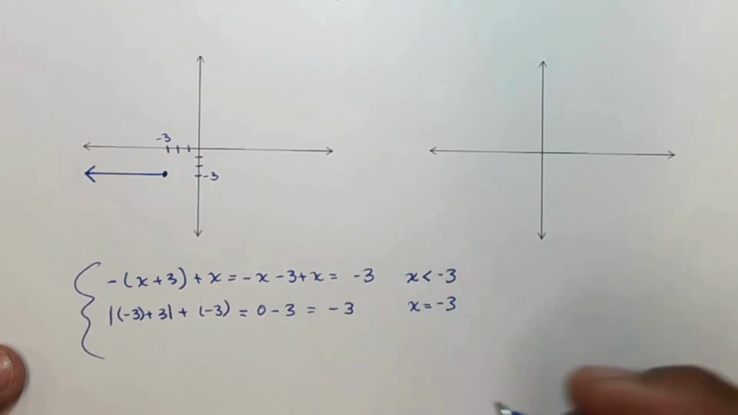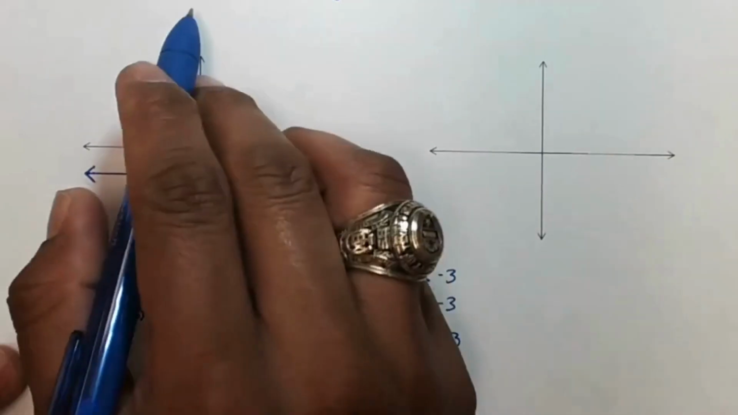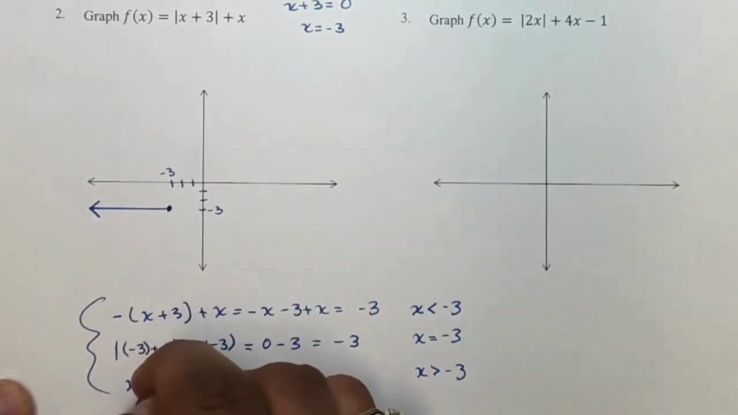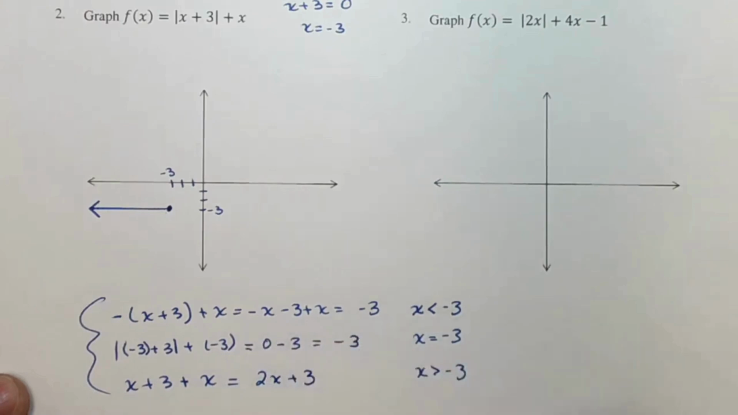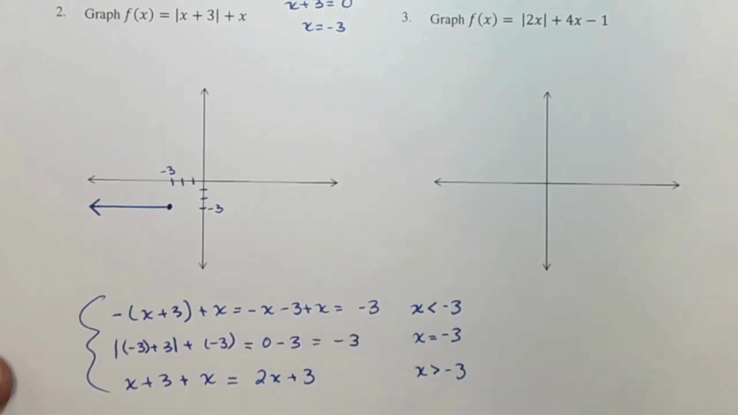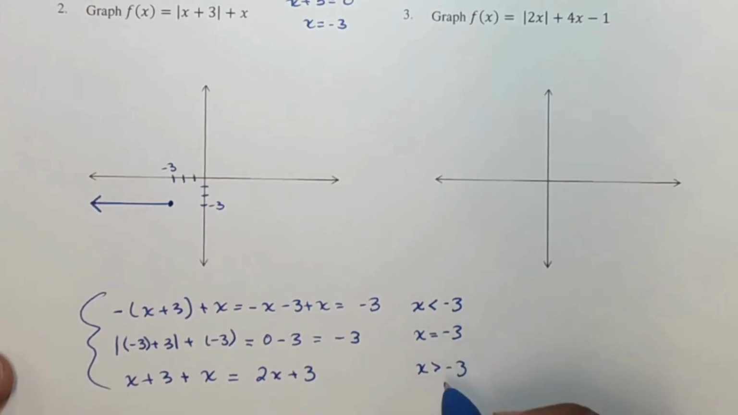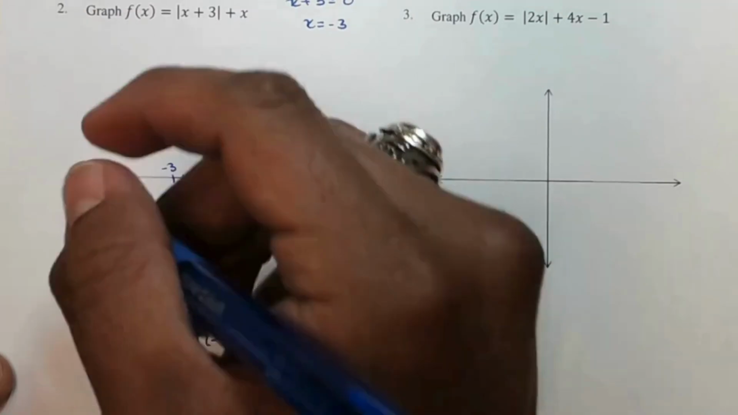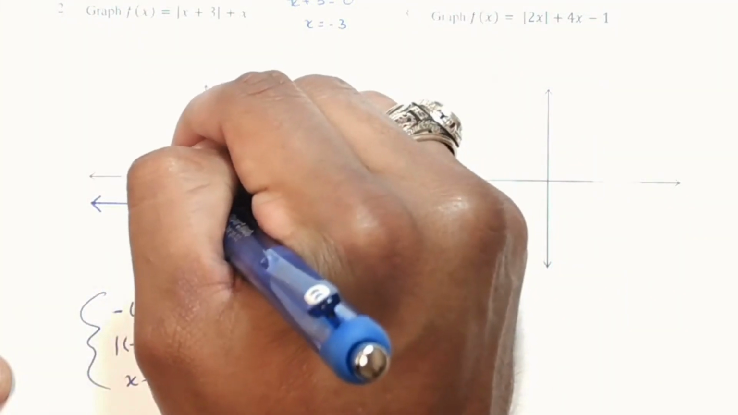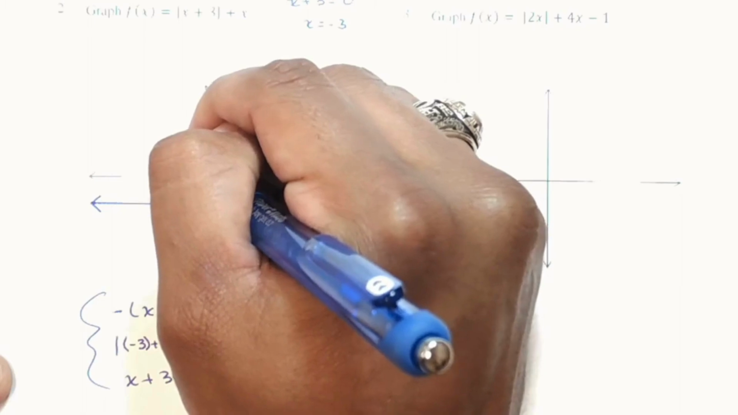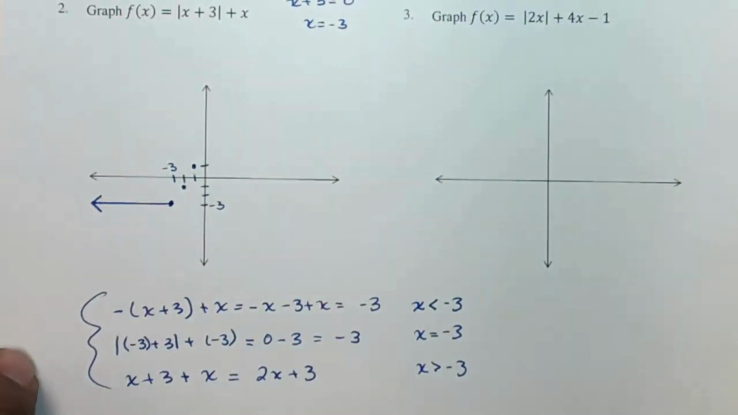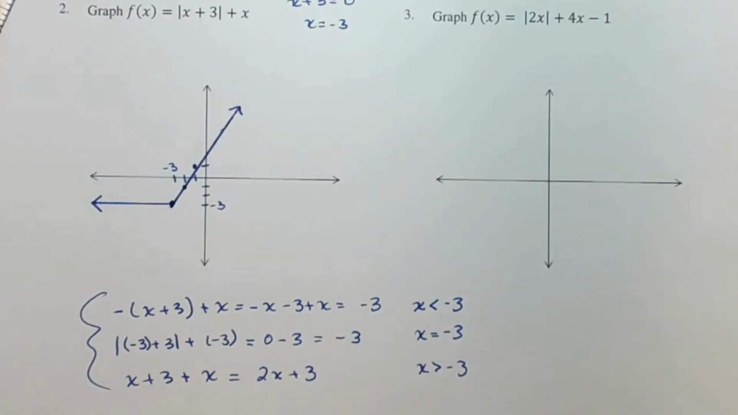Well, when x is greater than -3, we just take the absolute value bars away. So we kind of get x plus 3 and then plus that x. So we end up getting the line 2x plus 3. Well, what's nice is that when I plug in -3, I actually get out -3. When you plug in -2, because that's the next number that's bigger than -3, you end up getting -1. And when you plug in -1, you get out 1. And so then you kind of have a line there. That line just has a slope of 2 instead of just being a horizontal line at -3.